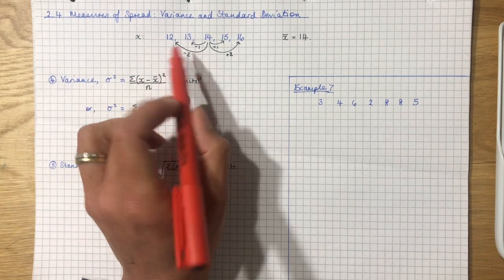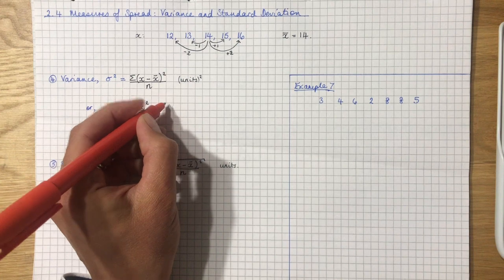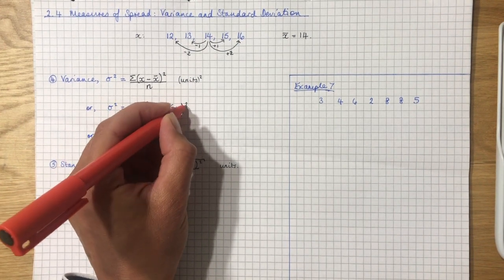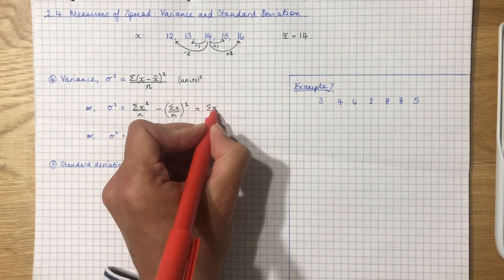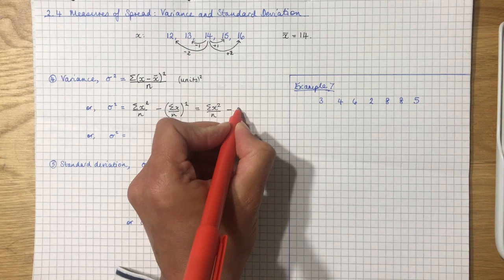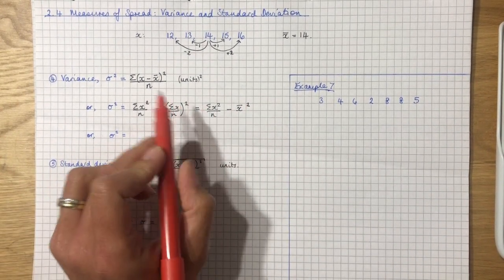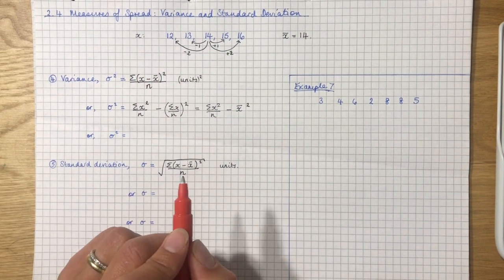Then we work out the mean of these x values, so x bar, which is that, and square it. So I could also have written this as the sum of x squared over n minus the mean squared, like that. That's another way of working out the variance. These two formulae are exactly the same. It can be proved. I won't do it in the video.